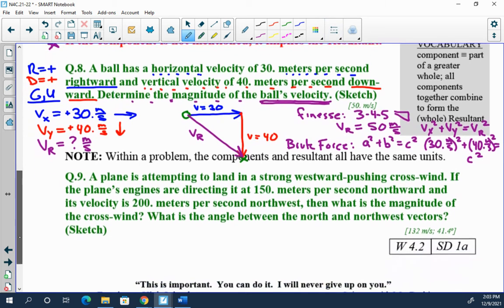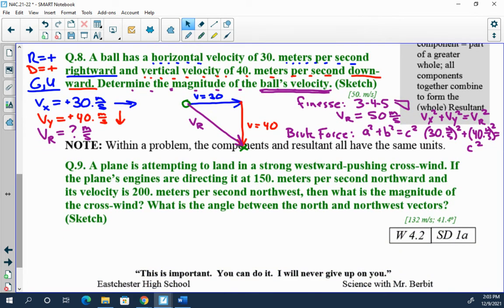Okay. By the way, a little note that will come into play later on. Within any resultant problem, the components and resultant will have to have the same units. They're all velocities, or they're all accelerations, or they're all displacements.